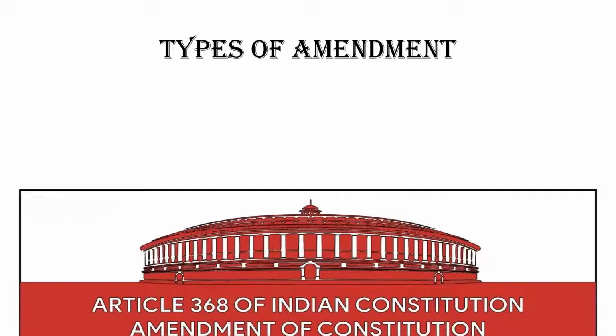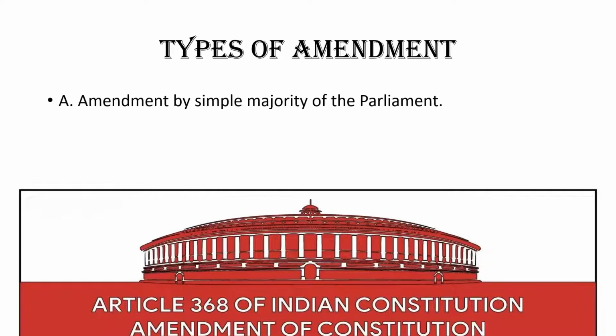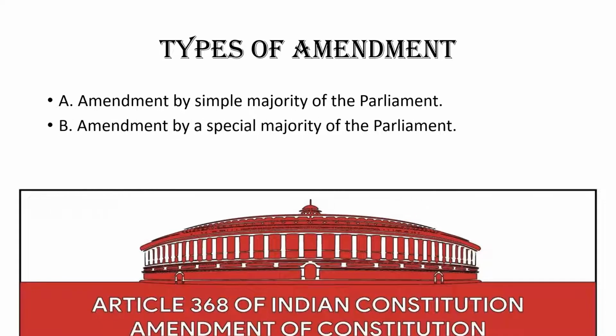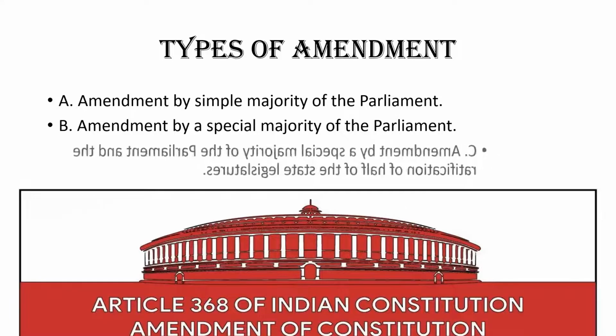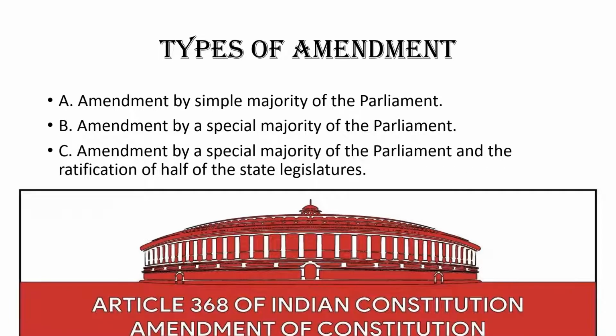Therefore, the Constitution can be amended in three ways. Number 1. Amendment by simple majority of the Parliament. Number 2. Amendment by special majority of the Parliament. And finally, number 3, amendment by special majority of the Parliament and ratification of half of the state legislatures.